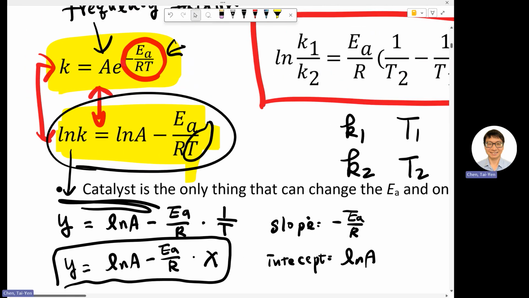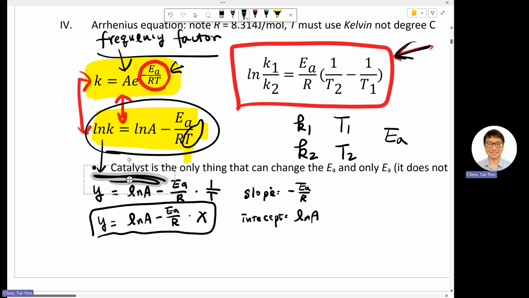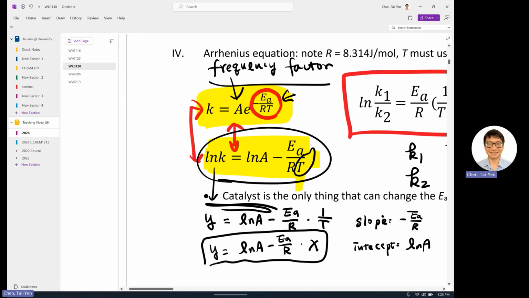So what is A? A is called a frequency factor, right? This is actually part of that question because it asks you what is the actual EA, what is actually your frequency factor. Okay, so let's go back to the questions. These are the things that you need to actually see. So write the things down first.